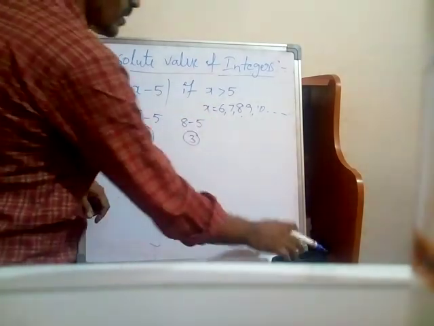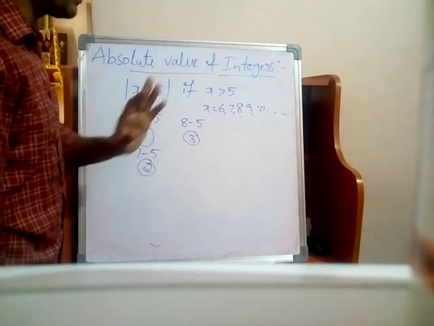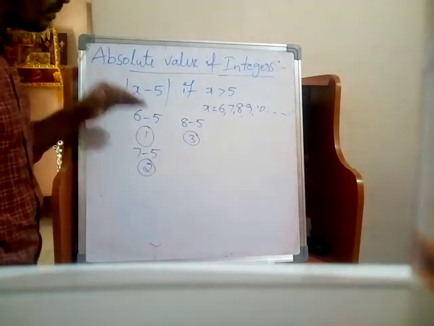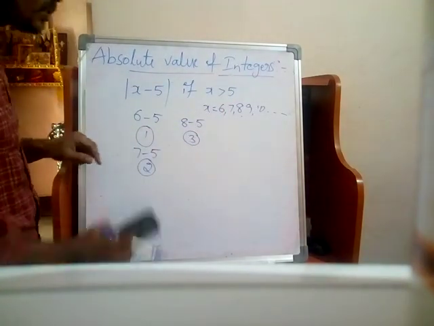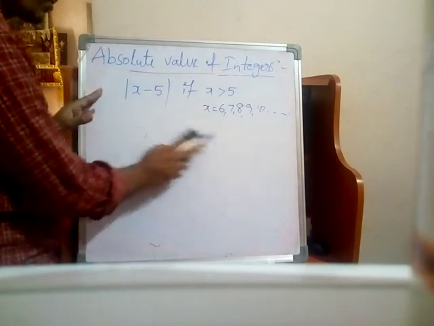Okay, if you take x is equal to 6, 7, 8, 9 like this, means your condition is x greater than 5, so possible values of x are 6, 7, 8, 9 like that only. If you take that, we get result is positive. So absolute value means compulsory we get result either 0 or positive.